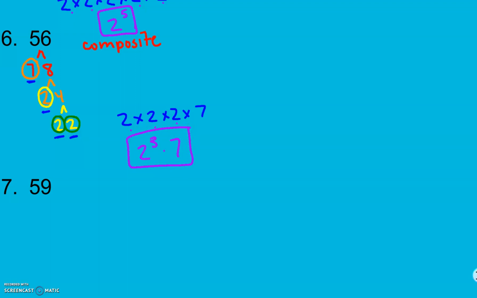59. It's not even, so it's not divisible by 2. That doesn't add up to 3, so it's not divisible by 3. No odd numbers are divisible by 4, 6, 8, 10, anything even. If we try 5, it doesn't work because it doesn't end in a 0 or 5. If we divide it by 7, we don't get a whole number. If we divide by 9, we don't get a whole number, and we get back to smaller numbers. So 59 is just going to be prime. There are no whole numbers that we can multiply other than 1 and itself that are going to give us 59.